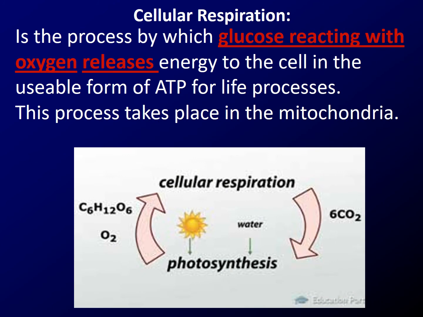Cellular respiration is the second component that is very important to the oxygen cycle. This is the process by which glucose reacting with oxygen releases energy to the cells in the usable form of ATP for life processes such as digestion, respiration, circulation. This process takes place in the mitochondria.